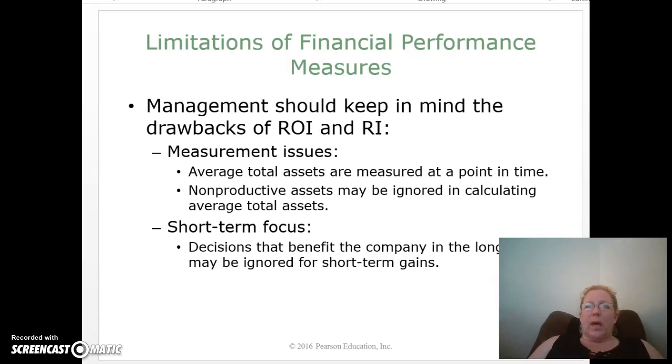One serious drawback of financial performance measures is their short-term focus. Companies usually prepare responsibility reports and calculate ROI and RI figures over a 1-year time frame or less. If upper management uses a short time frame, division managers have an incentive to take action that will lead to an immediate increase in these measures, even if those actions may not be in the company's long-term interest.